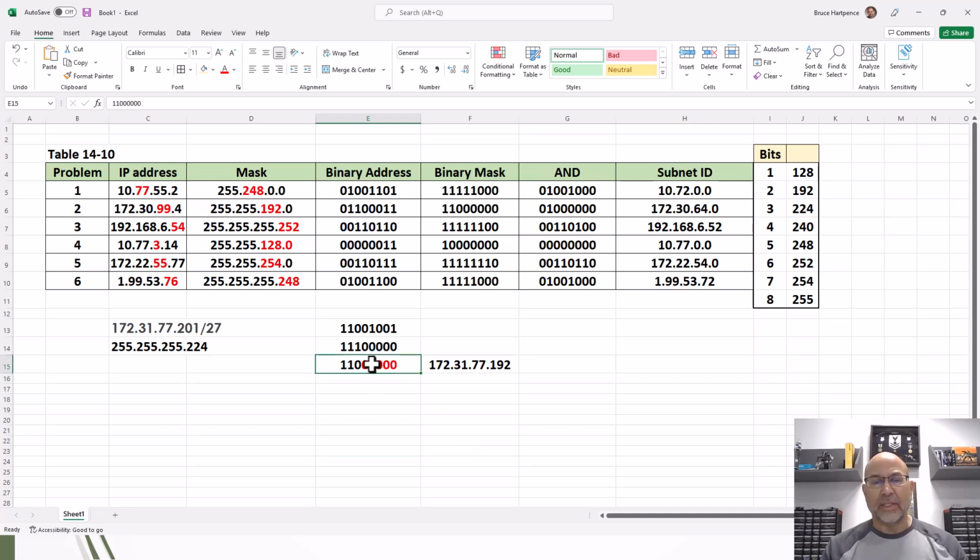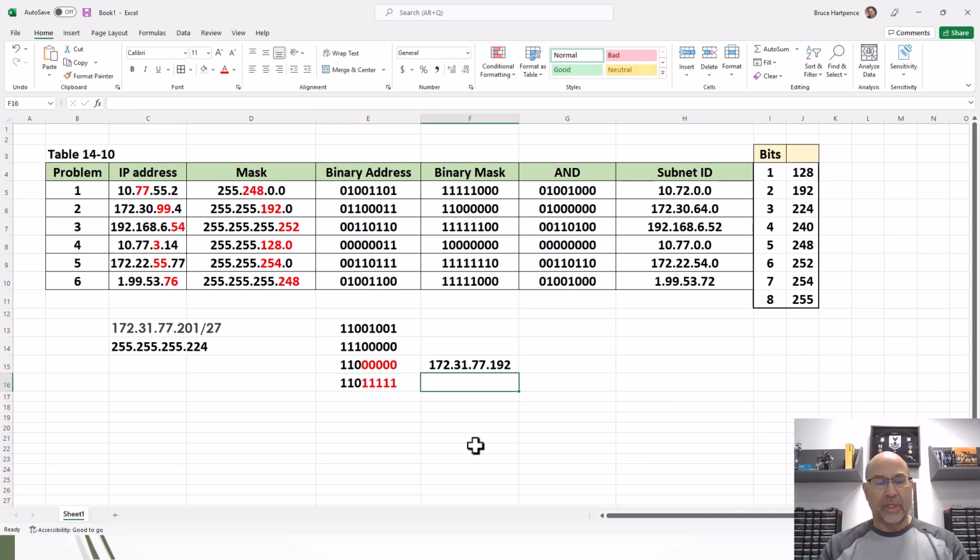We need to take this exact same ending and put all ones in the host portion. So that would look something like this. Well, what is this value? Turns out it's 172.31.77, well, what's 192 plus 31? Turns out it's 223. So that's how you would work through that problem. That was a tough one, so I thought we'd do it here.